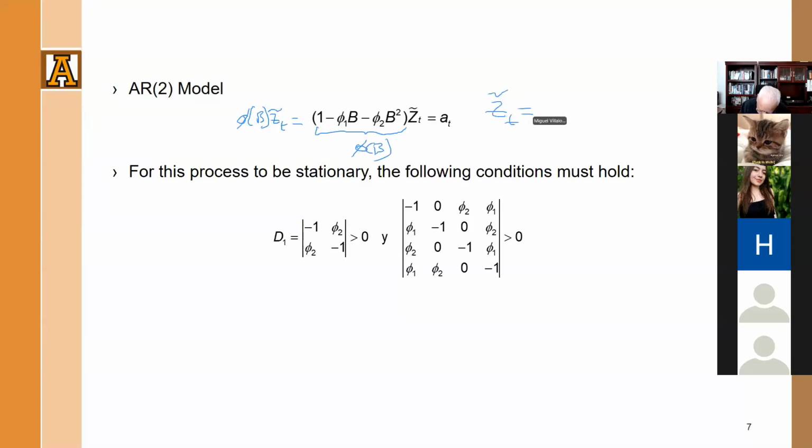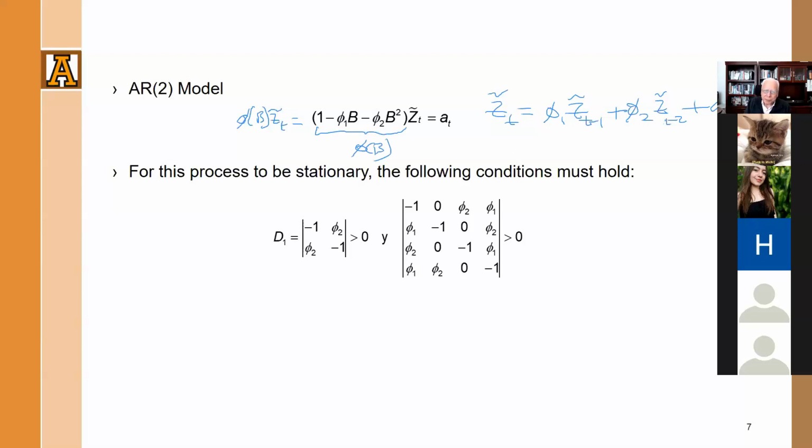Now, again, it's autoregressive of order 2 because I can write this as Z tilde t equals phi 1 Z tilde t minus 1 plus phi 2 Z tilde t minus 2 plus a_t. So it's a regression with two variables predicting the response, where Z tilde t depends on the previous two observations.